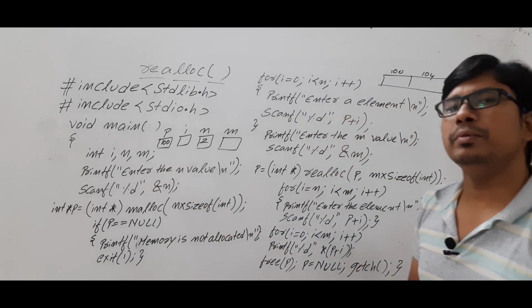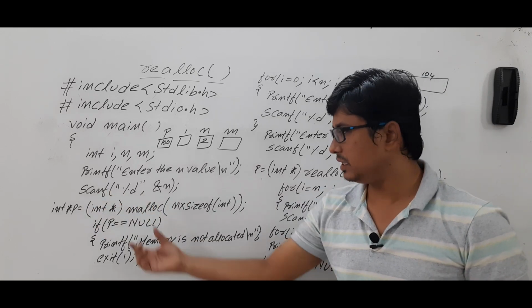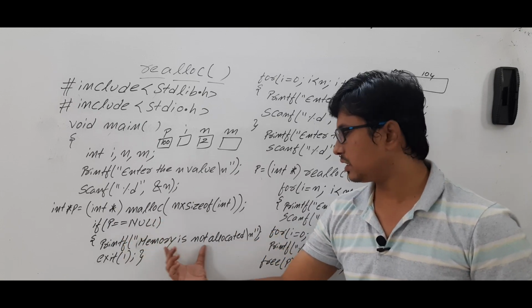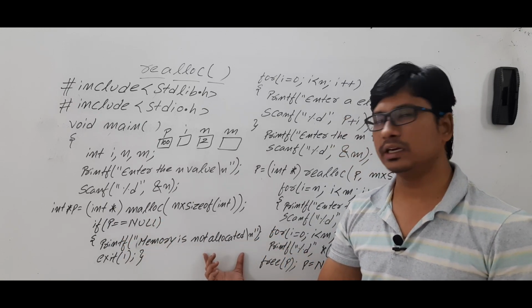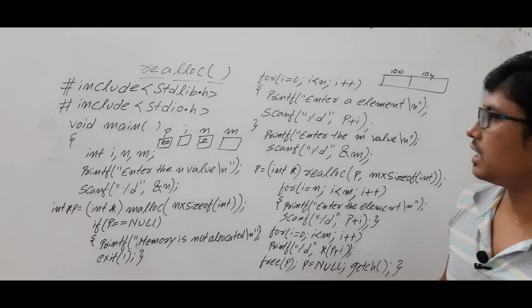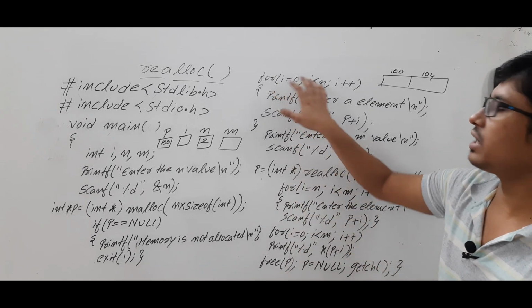If the memory is not successfully created, then this function will return the null value. That's what we are checking. If the memory is not created successfully, then you are displaying memory is not allocated, and exit from the program. Let's assume that the memory is allocated and the base address is 100. Is it clear? Now you need to check for i is equal to 0.